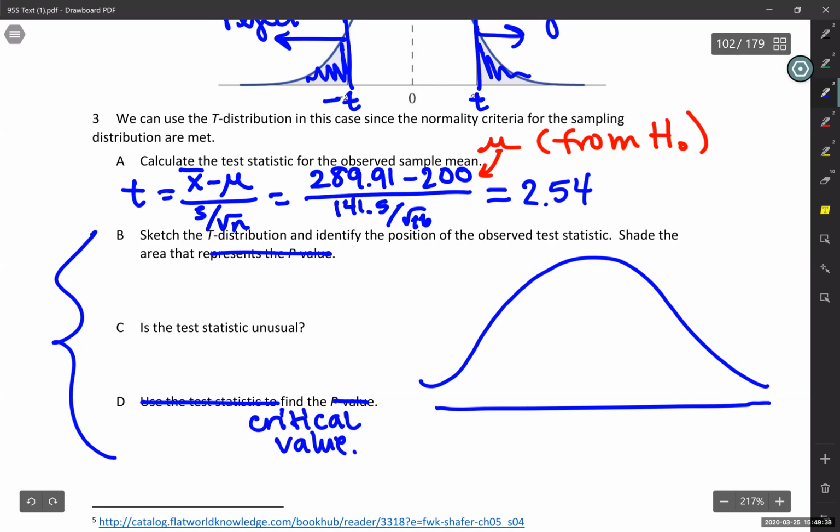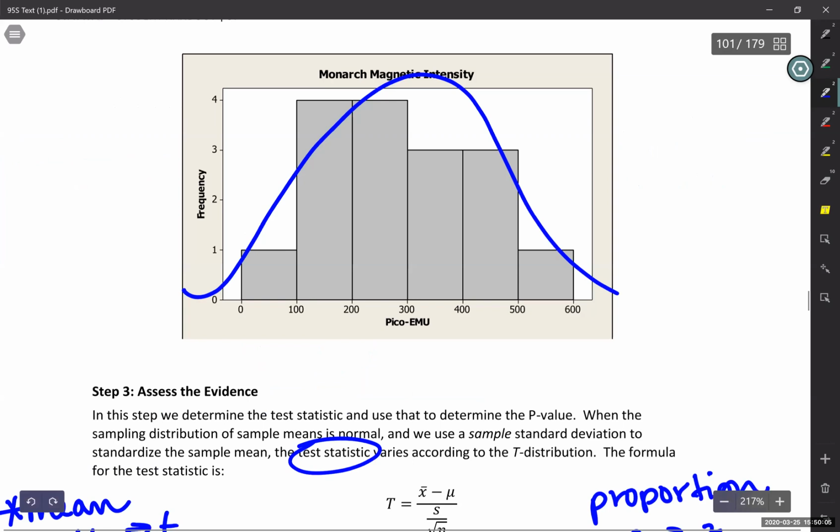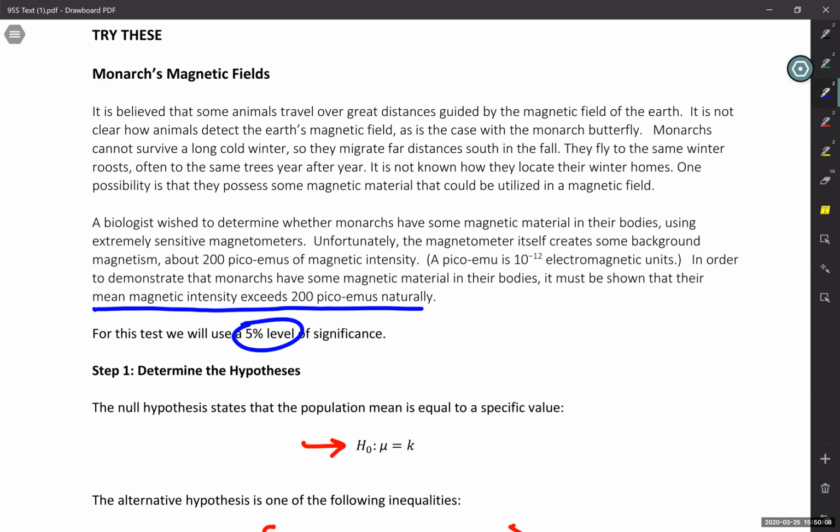So now to find the critical value, I'm going to go to the table. But before I do that, I need to know two things for T. I need to know the degrees of freedom. So that's going to be 16 minus 1, the same degrees of freedom as before. And then I also need to know what alpha is. And that was something I circled a while ago. So let's go back to the problem again, back to the beginning. So our level of significance is alpha. So in this case, alpha is going to be 0.05 for 5%.